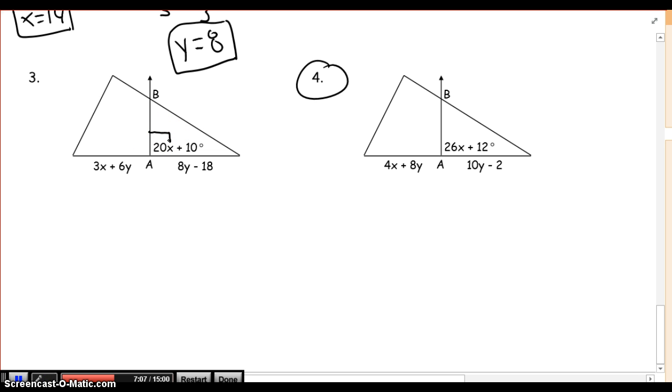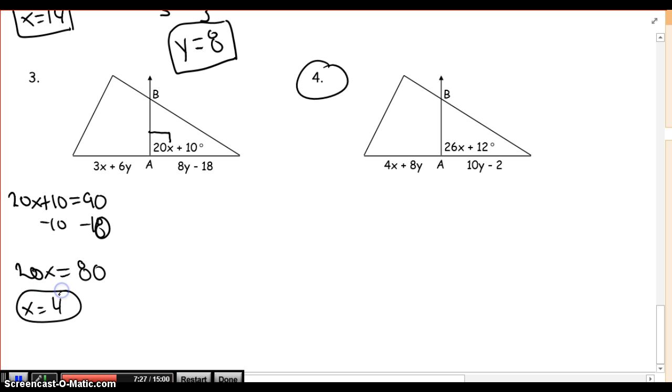This angle here is 90 degrees, so we're going to set 20x plus 10 equal to 90. Subtract that 10 from 90, get 2x equals, I don't know why I put 18, but 80. Then divide, and x equals 4. Now, the thing we have to keep in mind is that the next part, we know that these two parts are exactly the same. They're congruent. So I'm going to write that out: 3x plus 6y equals 8y minus 18.